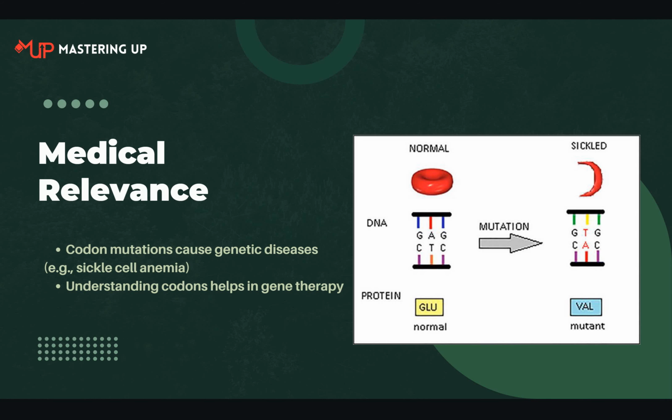The significance of codons and anticodons extends into medicine. For instance, a single codon mutation in the gene for hemoglobin causes sickle cell anemia, a serious blood disorder. Understanding codon usage has also led to advances in gene therapy and genetic engineering, and it offers hope for treating many genetic conditions.